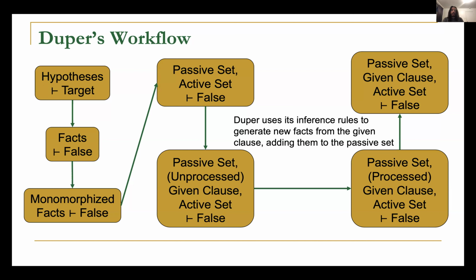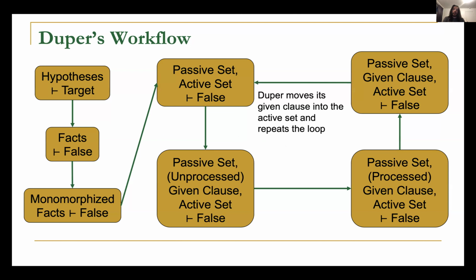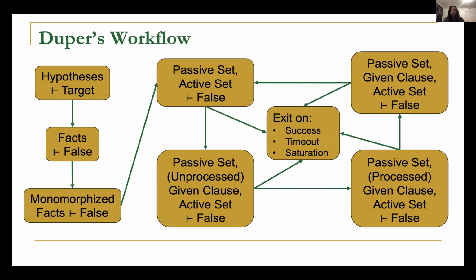Once Duper uses its inference rules to generate as many facts as possible from the current given clause, it'll move its given clause into the active set because it's now been fully processed, and then it'll repeat the loop. Duper will go through this saturation loop over and over again until it either succeeds, times out, or achieves saturation, which is to say that Duper's passive set is fully empty, Duper doesn't have a current given clause, and Duper isn't able to generate any more facts with its inference rules. So that's the high-level overview of Duper's workflow.